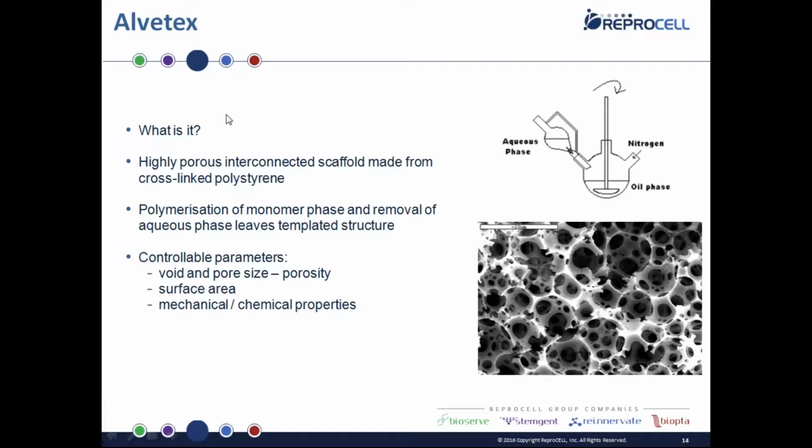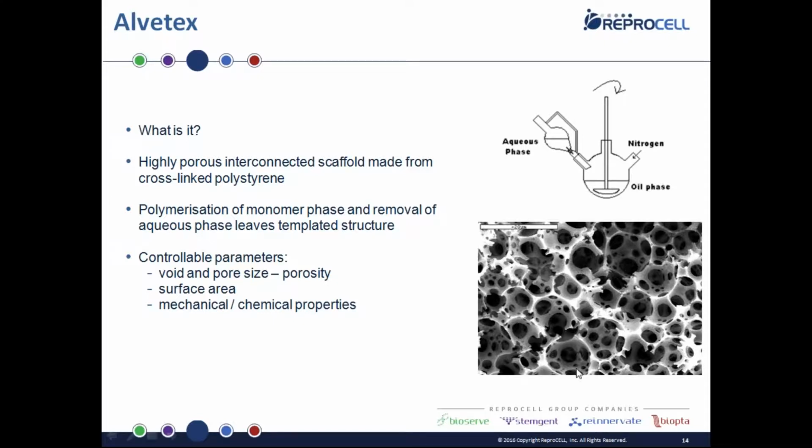I haven't said yet what it is. Well, you can see here this is an SEM, scanning electron microscopy, at high magnification. That shows you the structure of Alvetex, and it is a HIPE, which is a high internal phase emulsion. Imagine quite a lot of bubbles stuck together, and then the wall of the bubble is going to solidify. And as it solidifies, it gives the arches that you can see here.